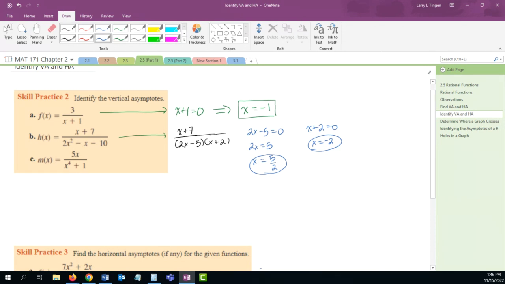All right. How about the last one? 5x over x to the 4th plus 1. There's no holes because there's no way 5x and x to the 4th plus 1 have any common factors. So I just need to figure out, are there any values that make the denominator 0? Solve for x. So I'm going to take a 4th root.